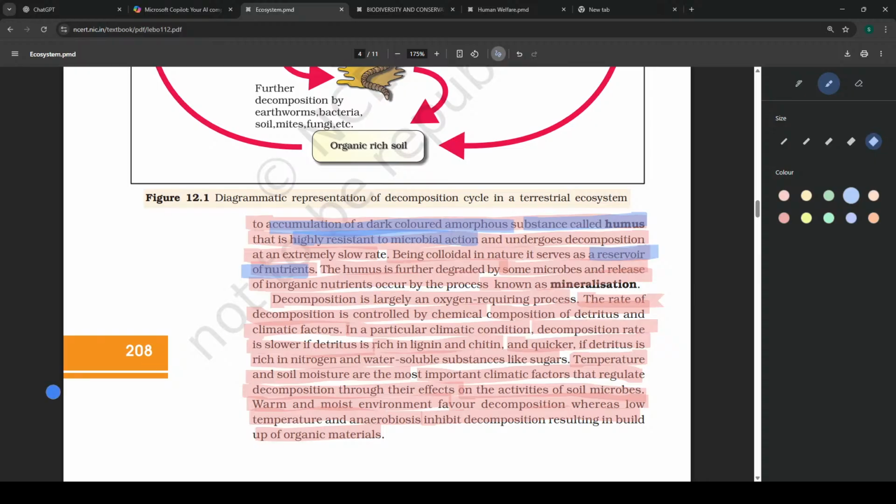After most of the detritus is decomposed, the highly resistant material, humus, remains. This is also organic matter, but it is very resistant to microbial action. Its further decomposition rate is extremely slow. It is colloidal in nature and is a reservoir of nutrients. If humus is further degraded by some persistent microbes, it releases inorganic nutrients, which are basically minerals. This process of releasing inorganic nutrients is known as mineralization.